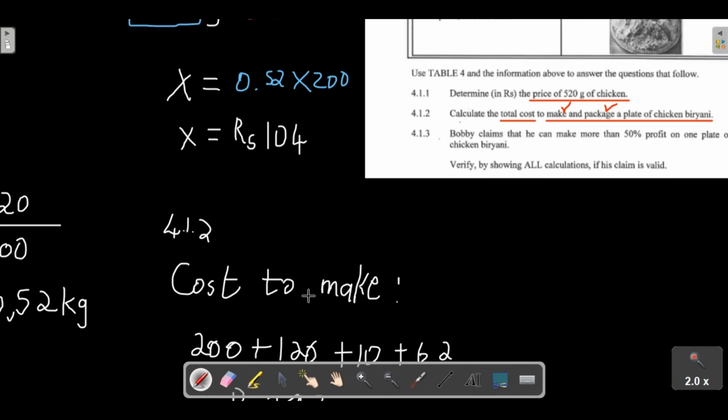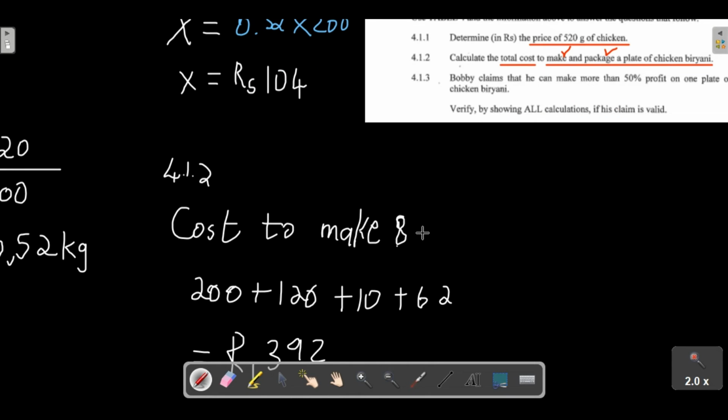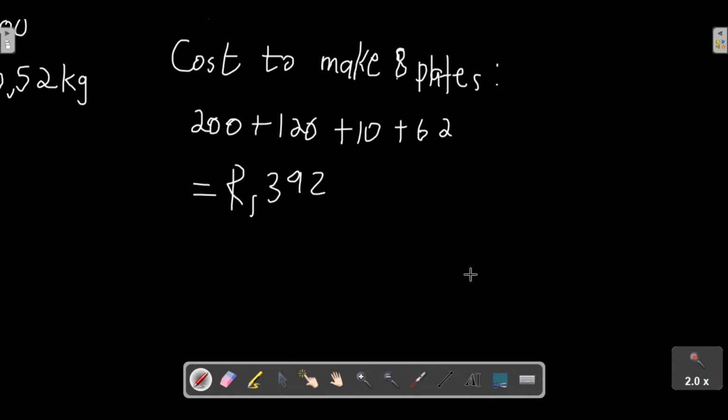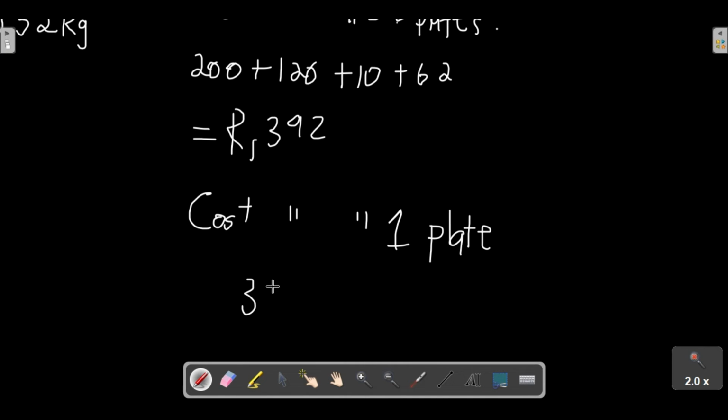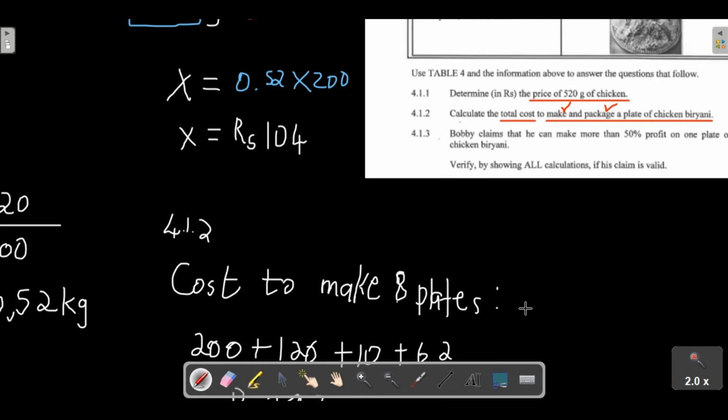Now, mind you, this is the cost to make 8 plates. Okay, but we want the cost to make 1 plate. So to get the cost to make 1 plate, we just divide that 392 rupees by 8. So take our answer and divide it by 8, and that is 49. So 49 rupees is the cost to make 1 plate.